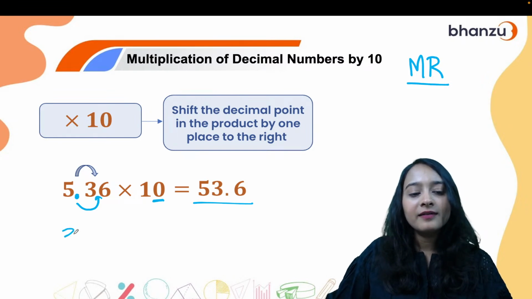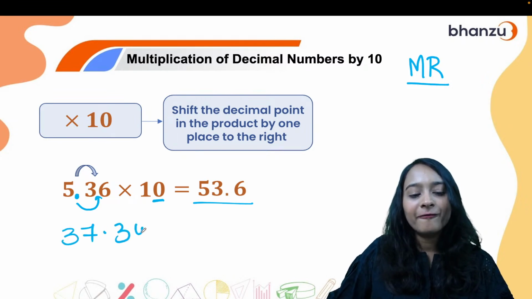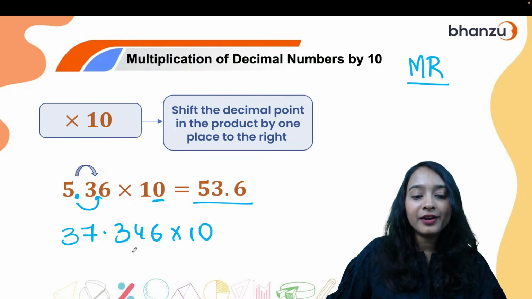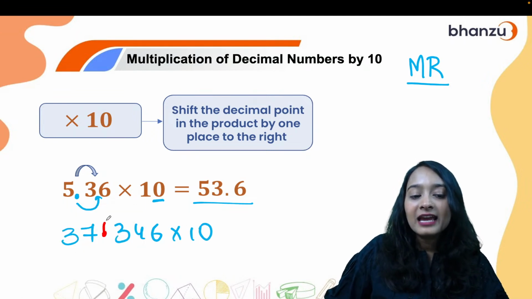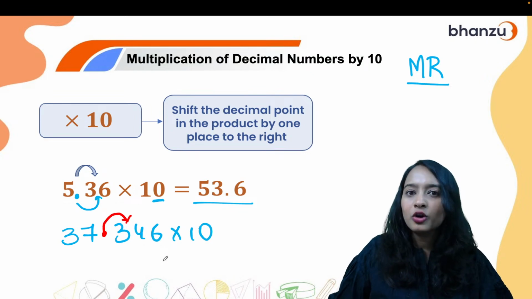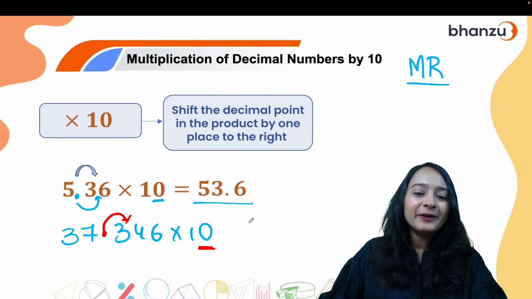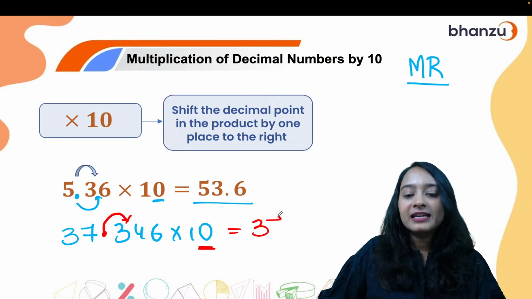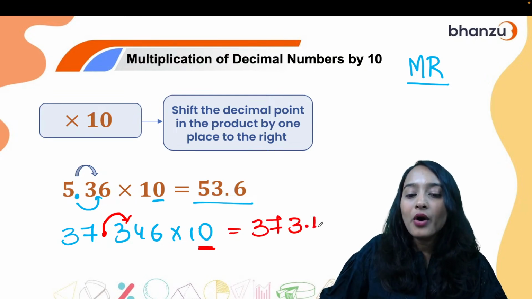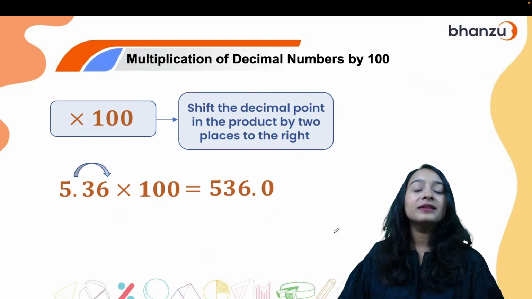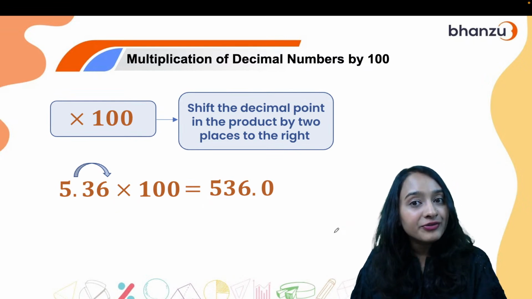Now for example here, 37.346 multiplied with 10. So what would be the answer here? You move one digit towards the right. Only one digit. Why? Because 10 has only one zero here. So here you have 373.46.